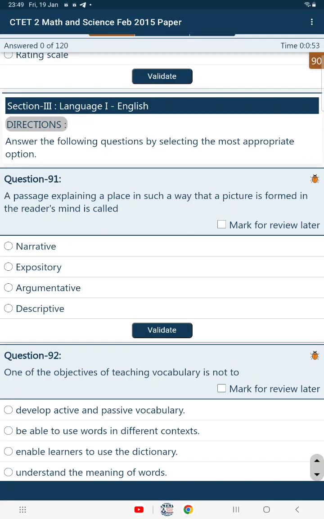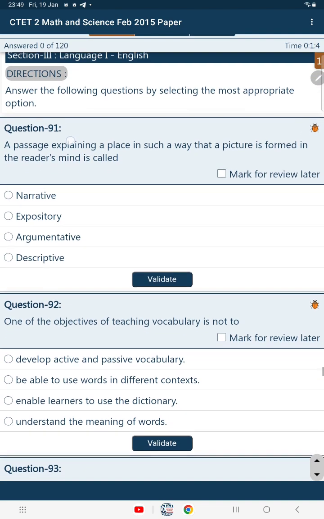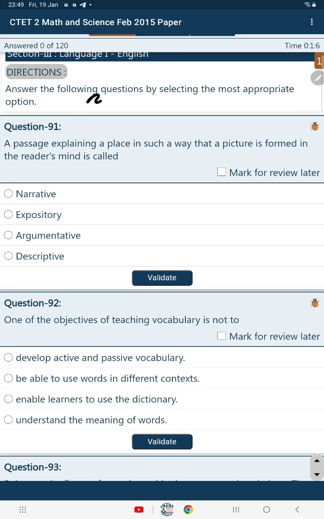So, students, today we are trying to solve the problems of the English section, starting from question number 91, and then we will move on to more questions. A passage that explains a place in such a way that a picture is formed in the reader's mind is called what, students? Narrative, expository, argumentative, or descriptive?